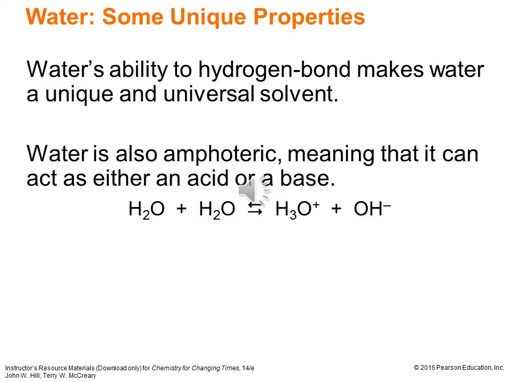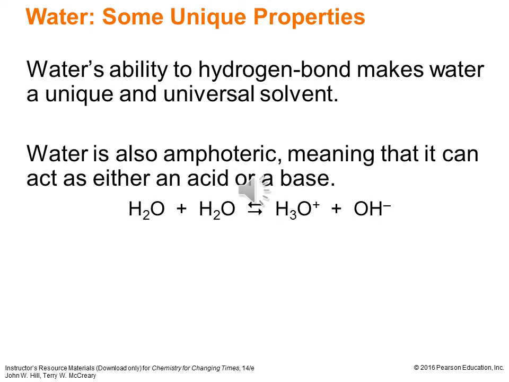So water's ability to hydrogen bond both with itself and with other substances is what makes it so unique, and that hydrogen bonding with other substances is what makes it such a powerful solvent. It's considered the universal solvent. It doesn't quite dissolve everything, but it does dissolve quite a lot of different chemical compounds because of the hydrogen bonding ability. Water is also what we call amphoteric, or amphiprotic is another term for that, and that means it can be either an acid or a base depending on what it's interacting with.